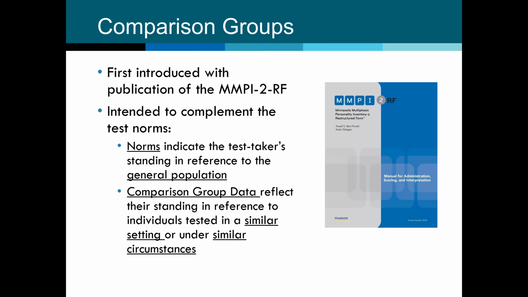So again, this is complementary information. Sometimes you'll hear or see people referring to these comparison group data as norms, for example, police norms. But with the MMPI, we prefer to use the term norms strictly in reference to the general normative sample, the general population sample, and for any other setting for which we have comparison groups, we use the term comparison group data, rather than norms.